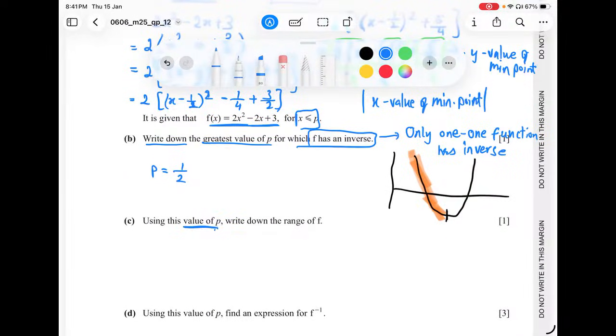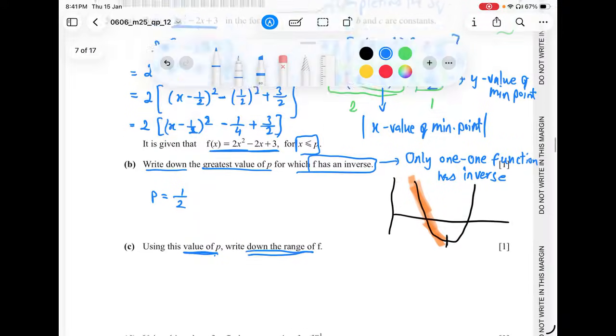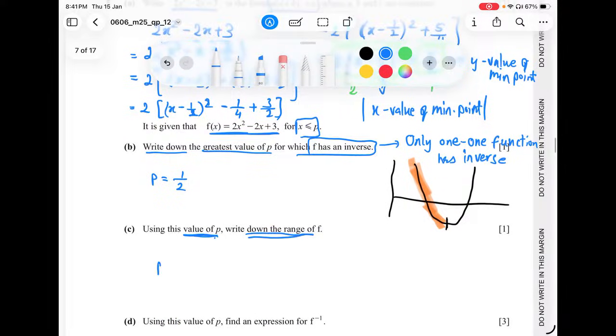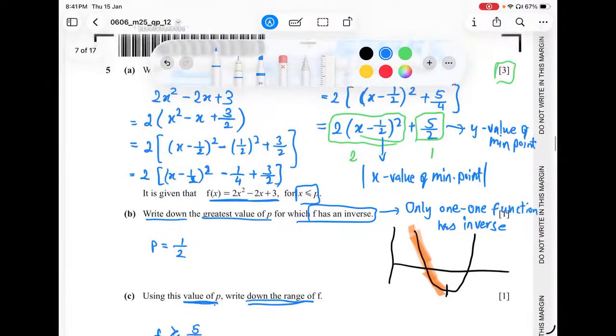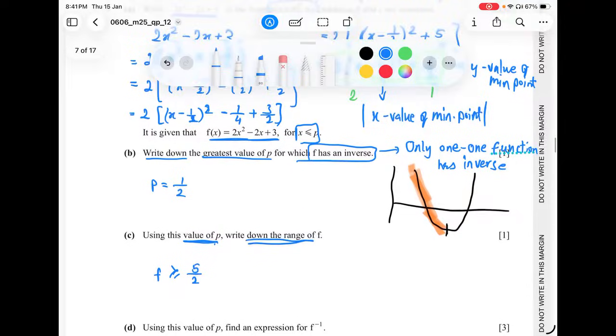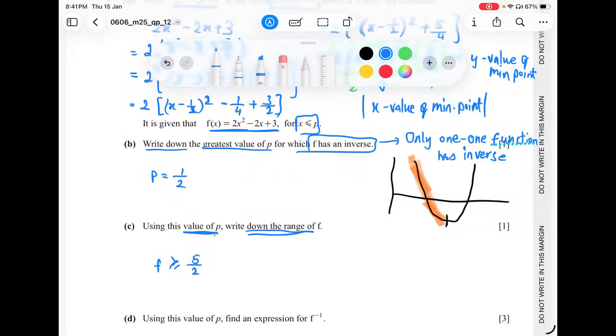They're asking, using the value of p, write down the range. So the range should be somewhere from this y value, because you need to also recognize that the range is the range of y values. So it starts from the minimum point and increases from there. So the range of f should be greater than or equal to 5 by 2. 5 by 2 is your y coordinate of the minimum point. So the y value of the minimum point is 5 by 2. So that's why you do this.